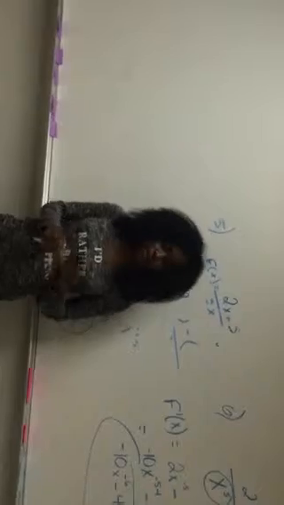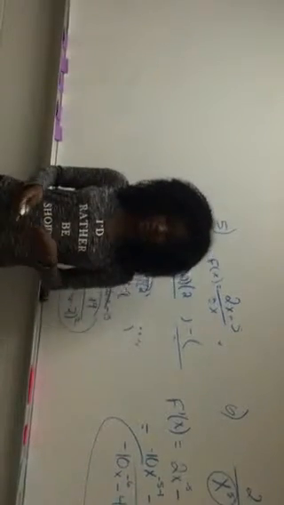Now moving on along to number 7, we are focusing on what is the product rule. The product rule is the first function times the derivative of the second function plus the second function times the derivative of the first.